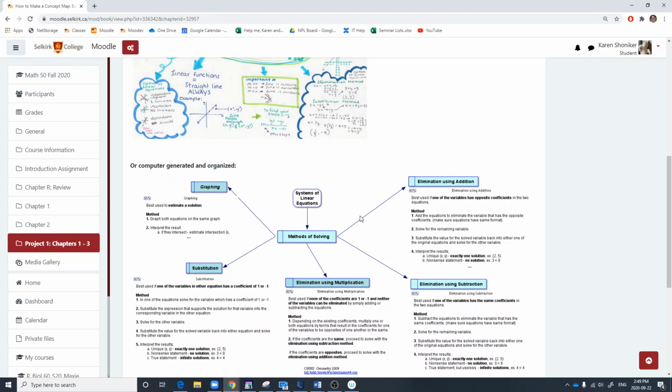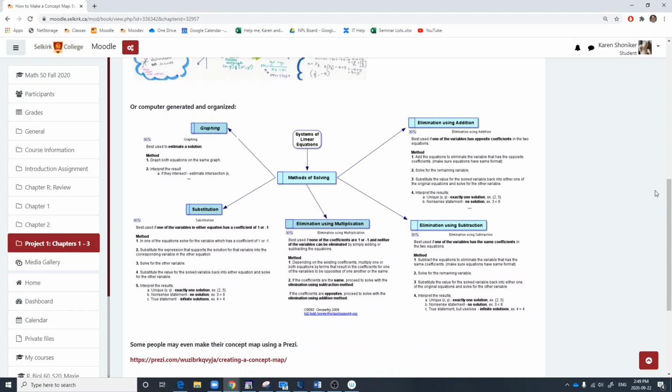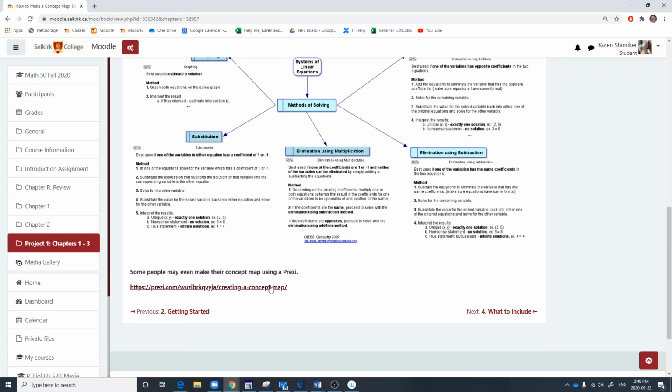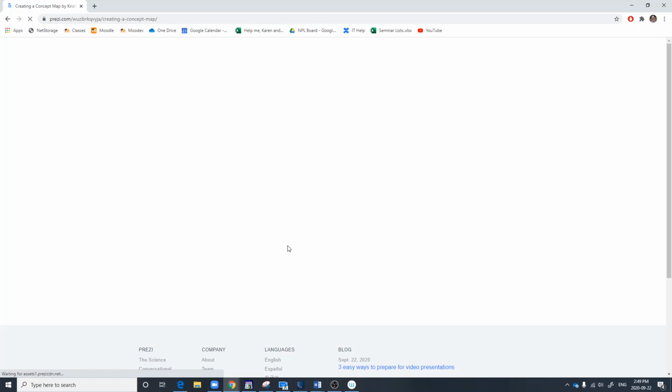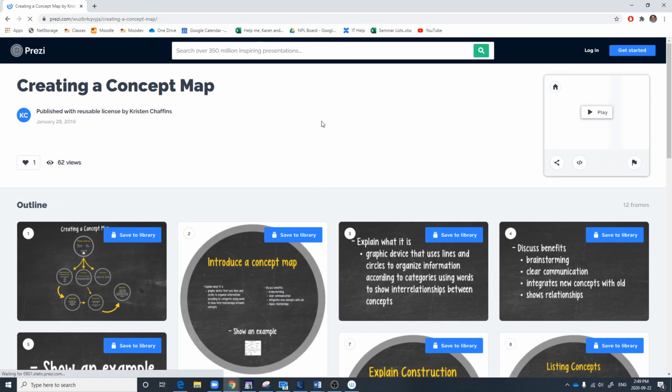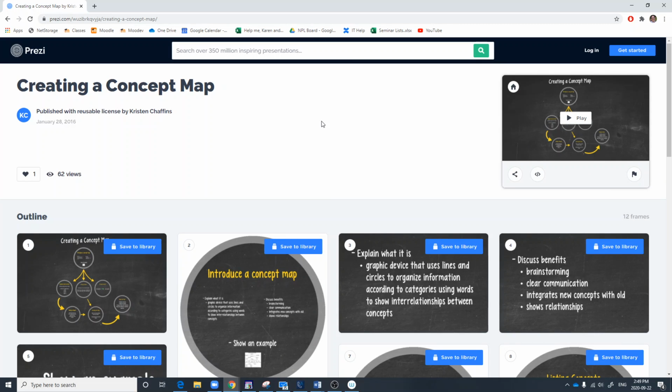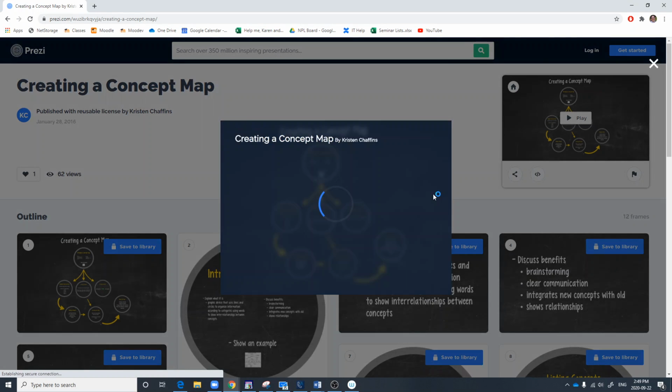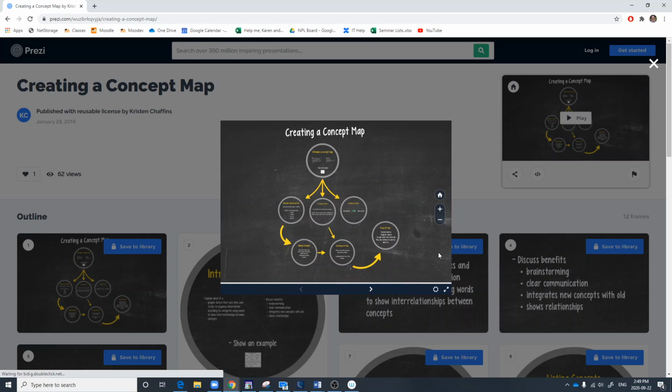You could also do it computer generated and super organized and linear thinking if you want, and make it look like that. Or you can create a Prezi. If you've never created a Prezi before, the instructions are here. If you click on that link, this takes you to how to create a concept map within Prezi. They are pretty fun. They're like the next level PowerPoint.